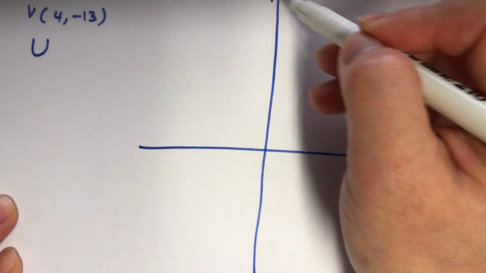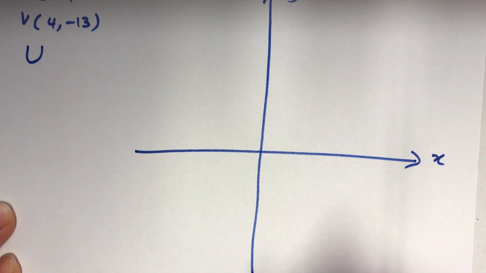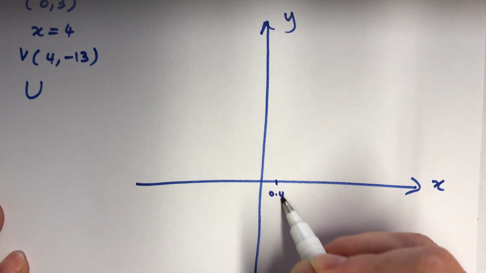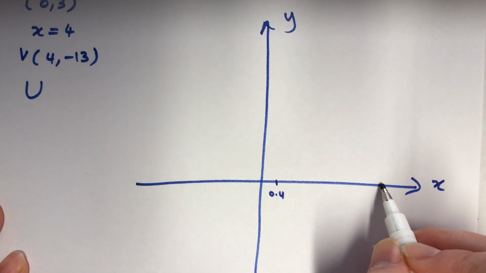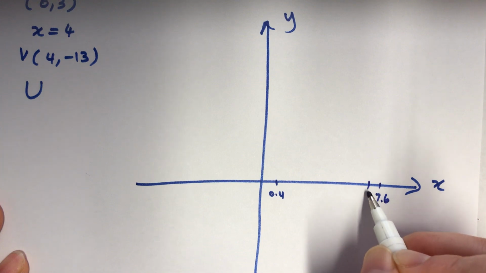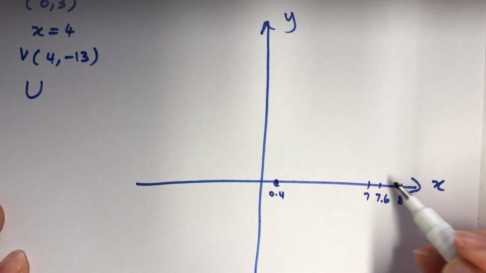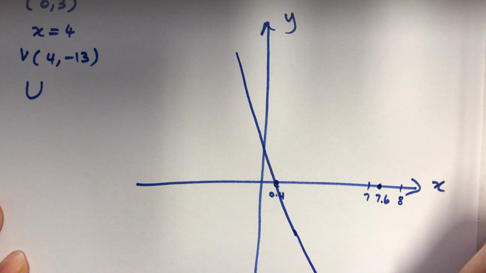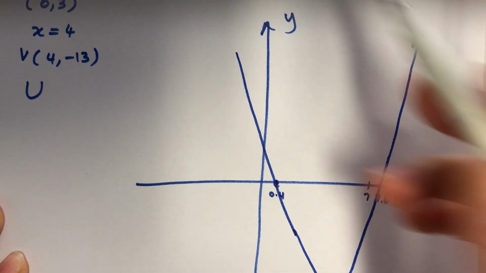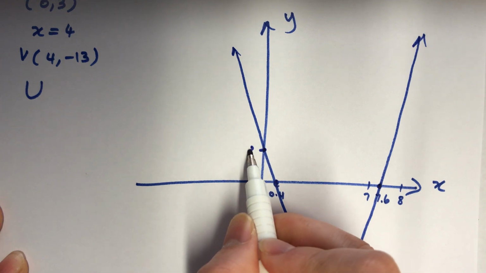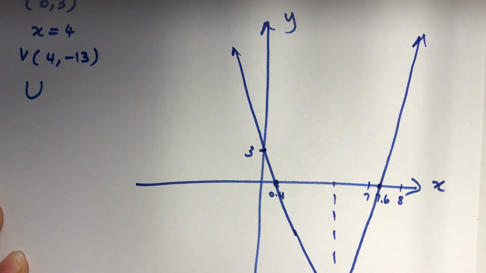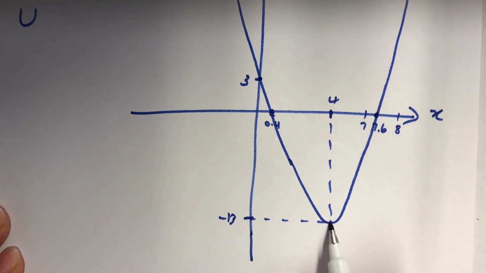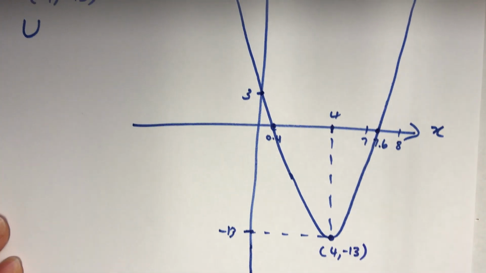Oh, look at that. My axis of symmetry is pretty rough. So I know that's going to be 0.4. And I have to go through 7.6 roughly, because 7 and 8, something like that. So I'm just going to do it quick. Okay, and then that's my 3, and that was my 4, that was my minus 13. 4, minus 13.